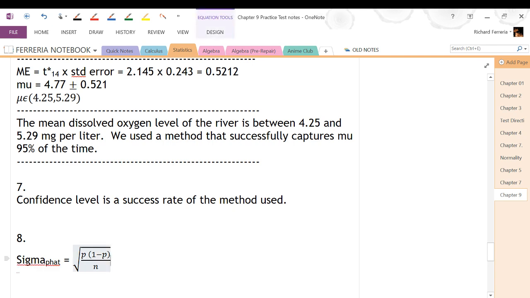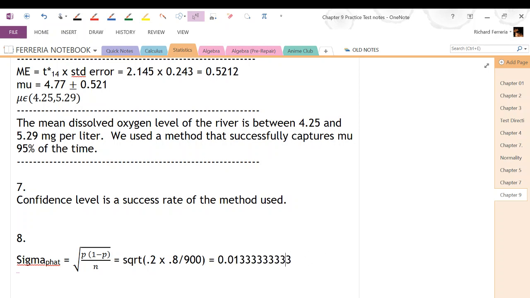So for us, that means 0.2 times 0.8, the whole thing divided by the square root of, 0.2 times 0.8 divided by 900. That's 0.0133. That's standard error.